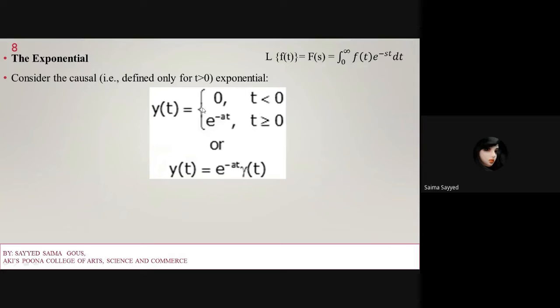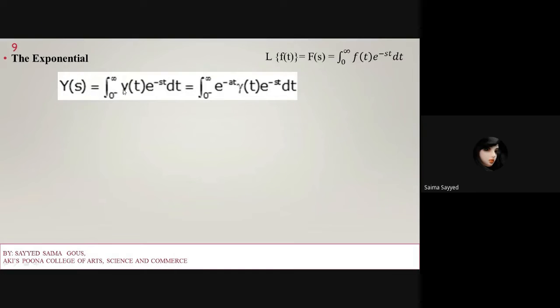Next, the exponential function. The exponential function is 0 when t is less than 0, and it is e raised to minus at when t is greater than or equal to 0. So I am going to write y of t equals e raised to minus at into u of t, where u of t is 1. This is my definition, so my f of t is nothing but y of t. Instead of f of t, I am going to write this exponential equation.